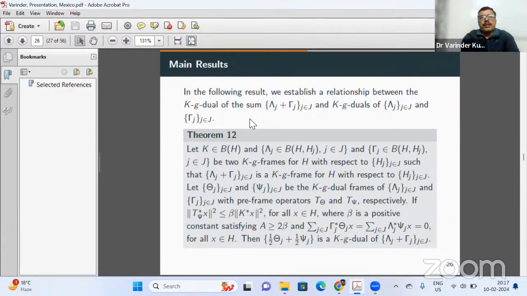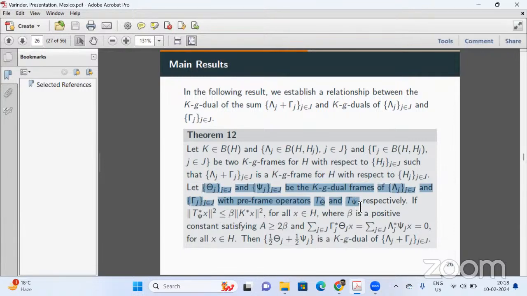So this becomes a direct corollary to our previous result. And then we have found a relationship between kg dual of sum and sum of their duals. So if we are taking two kg frames, lambda j and gamma j, with respect to hj, such that their sum is also a kg frame. And if theta j and psi j be kg dual frames of lambda j and gamma j with pre-frame operators T theta and T psi.